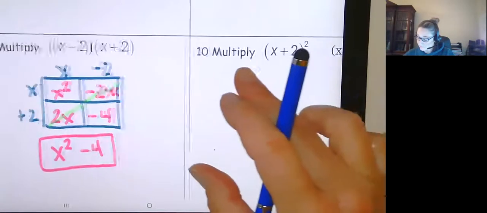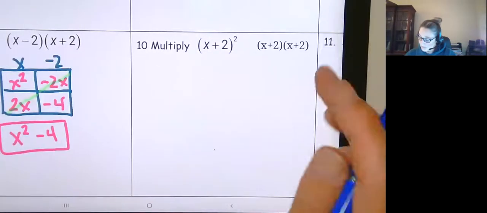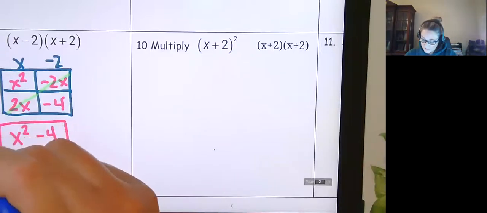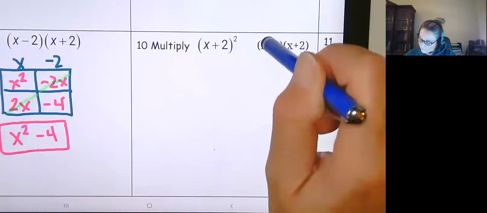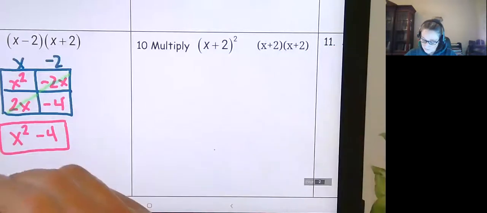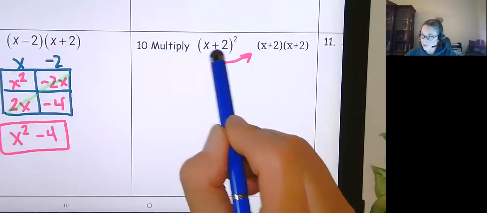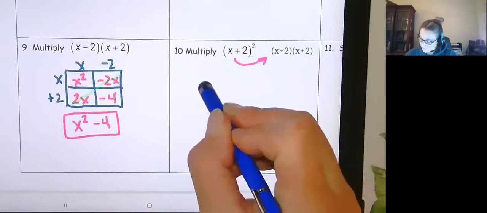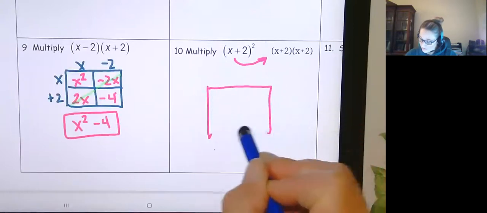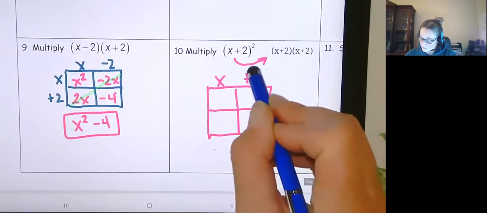Number 10, when you have this, I had written this out here. This wasn't here on your thing, I don't believe. Maybe it was on there. So what you want to understand is this is the same as this. So when you see an x plus 2 squared, that is really an x plus 2 times x plus 2. That's what that is. So I'm going to do a box, x plus 2, a 2 by 2 box.